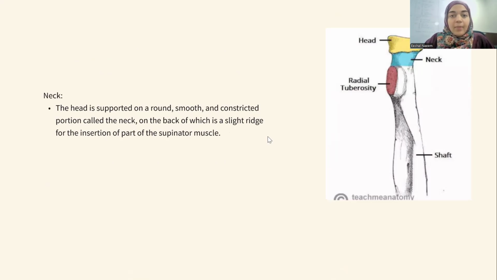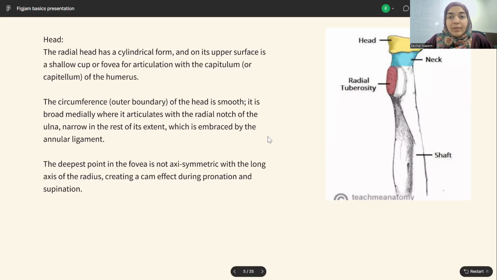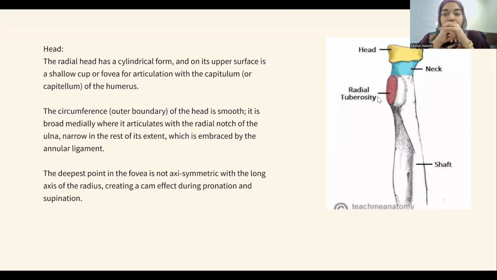When we talk about the cam effect, let me stop there and explain this. The cam effect basically means that the point at which the radial head articulates with the ulna, when it's moving in pronation and supination, is not symmetric. So the point at which the radius will be moving with the ulna, you can't really divide the radius into halves and say that half of the radius is moving and half isn't, or that it's moving exactly in its mid-axis.